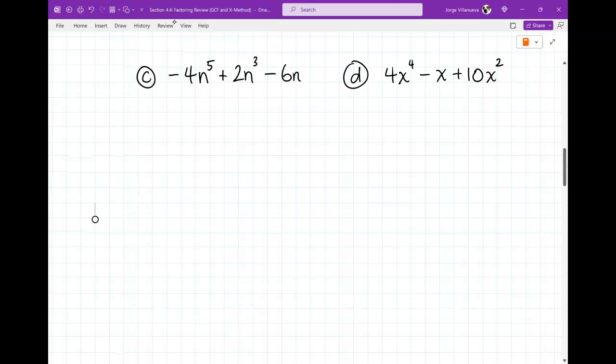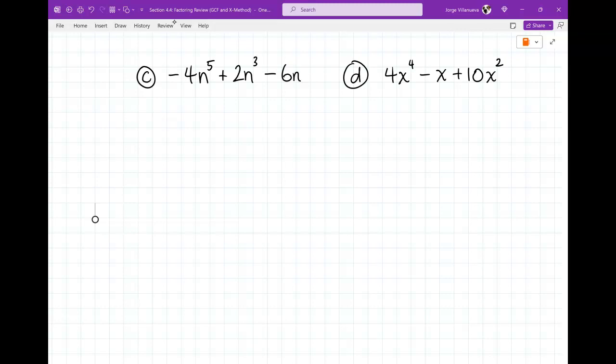So in case you didn't understand how we were doing part A and B in our head, we'll do part C and D the other way, by doing it manually, okay? So negative 4n to the 5th plus 2n cubed minus 6n, that's for part C. Part D is 4x to the 4th minus x plus 10x squared.